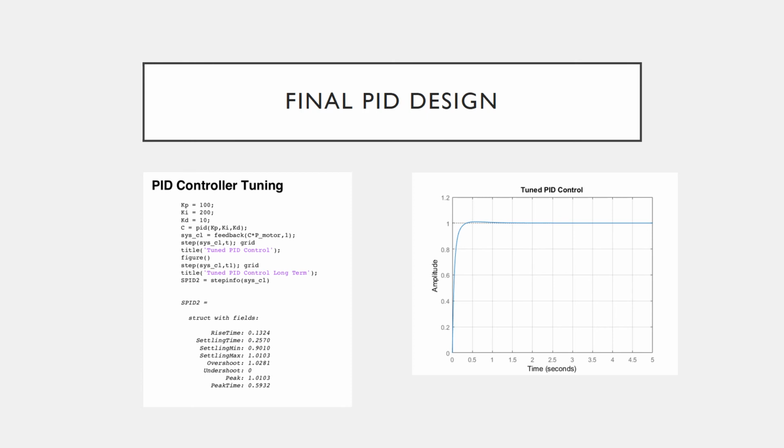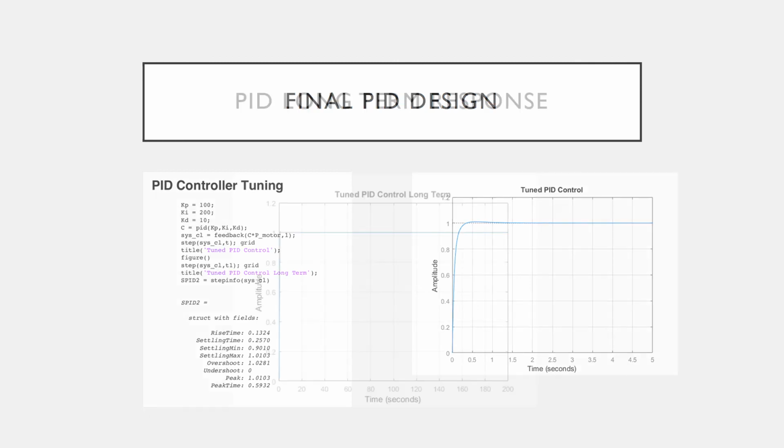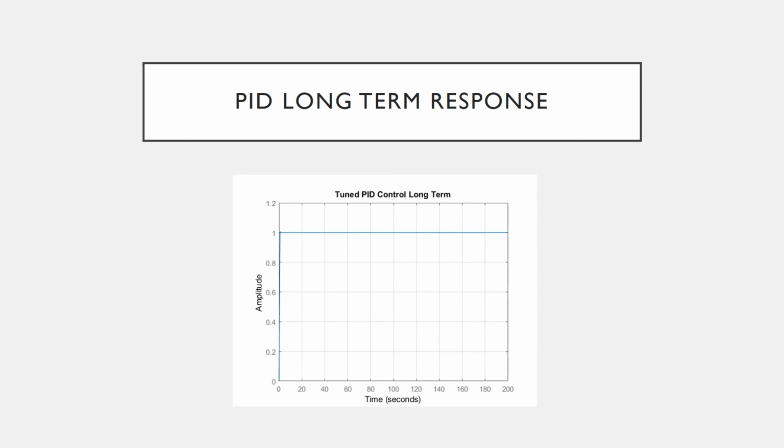Finally, we can see that our value is staying very close to 1, our final value, which means that our steady state error is going to be less than 1%, which is good. So, look at the long-term response. We can see that a PID controller is going to work much better than a P or a PI or a PD working by itself.